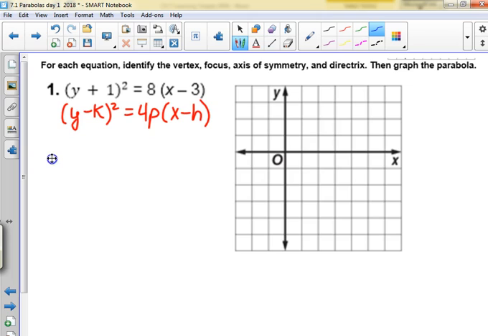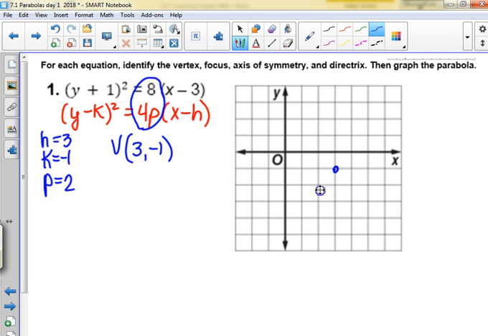Hunter, tell me one thing. What's H, what's K, what's P? You pick. Yes, good job. Sam, tell me one thing. Either one. H is 3. Other Sam, can you tell me P? Because A equals 4P right here, so P equals 2. So the vertex, everybody, (h, k): (3, -1). (3, -1).